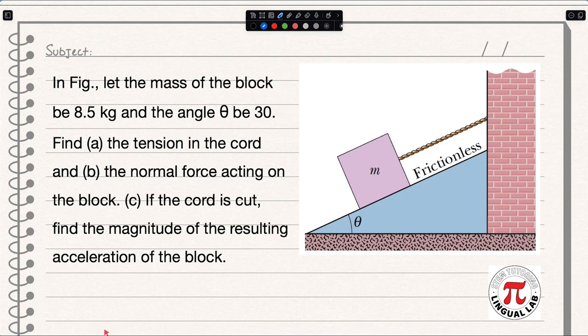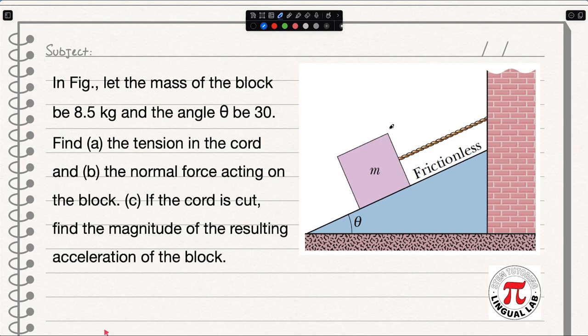In the figure, let the mass of the block be 8.5 kg and the angle theta be 30 degrees. Find the tension in the cord and the normal force acting on the block. If the cord is cut, find the magnitude of the resulting acceleration of the block.